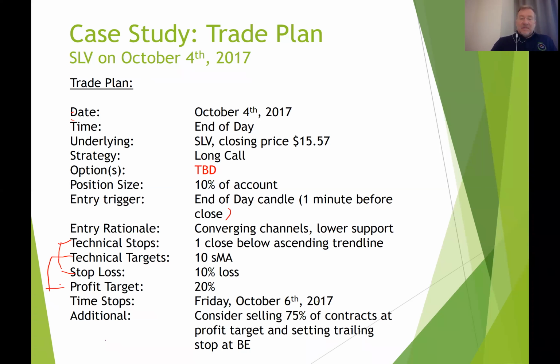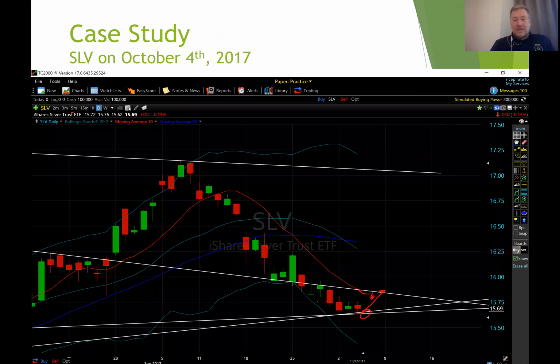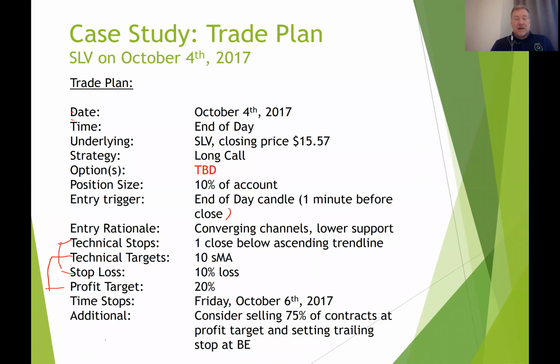I think this is a very short-term opportunity that I want to make that quick 20%, but I want to do something different. I'm also looking at the additional. If I see the right conditions and the profit target is hit by Friday, what I would probably consider doing is selling 75% of the contracts at that profit target, and then setting a trailing stop back to break even for the remaining 25% to see if it goes.